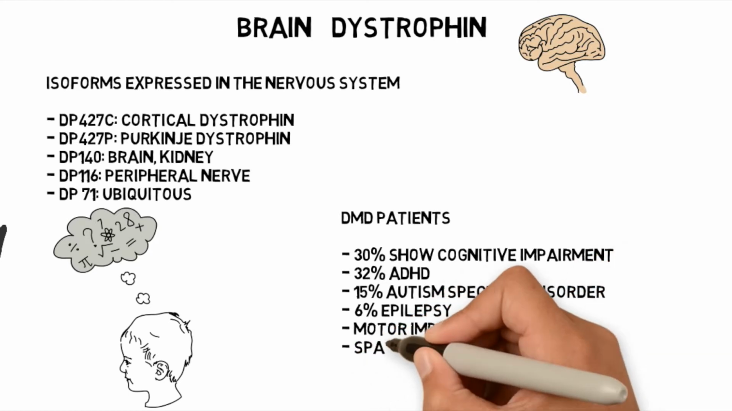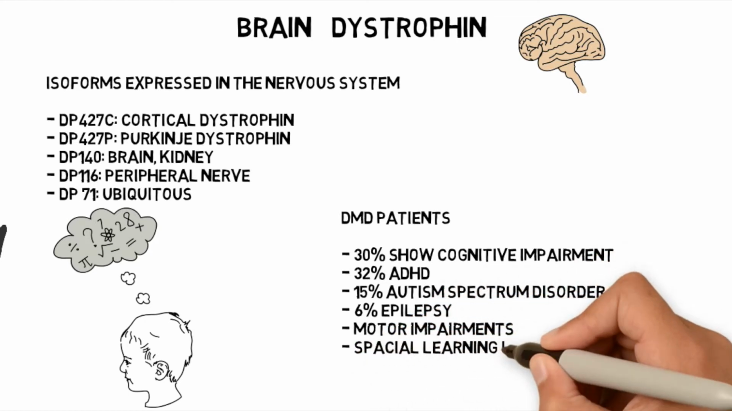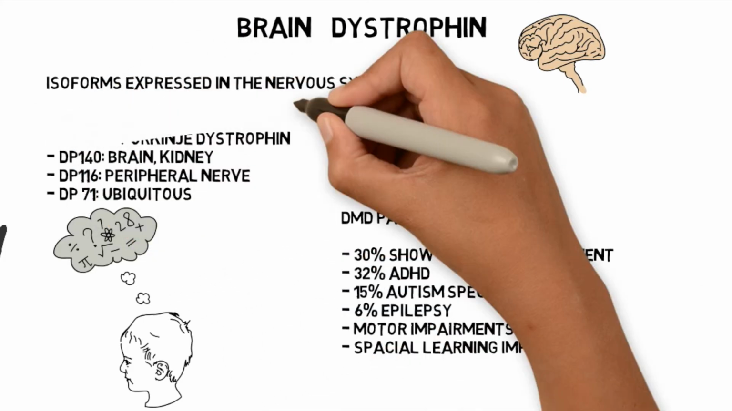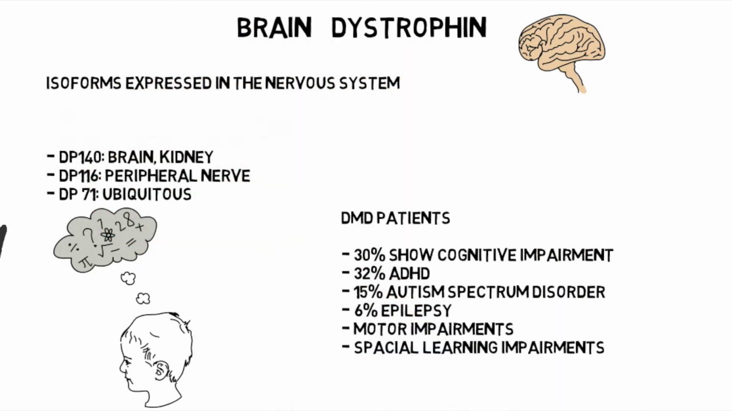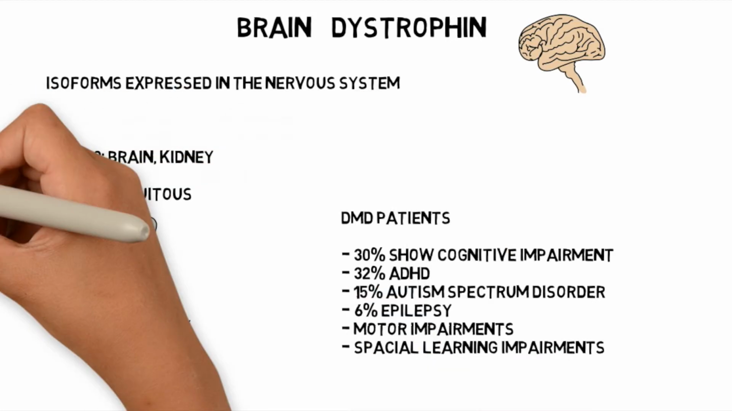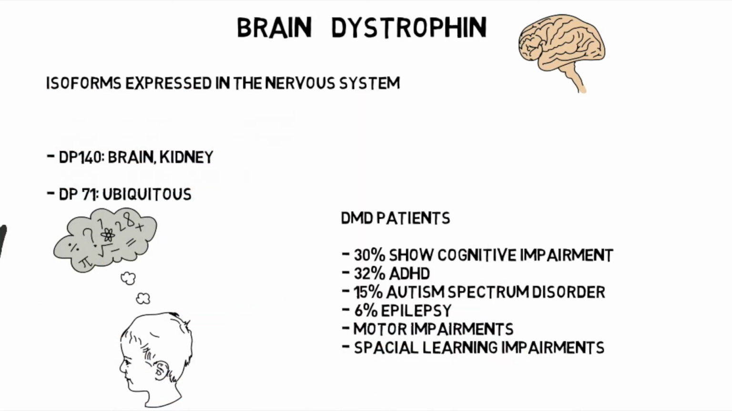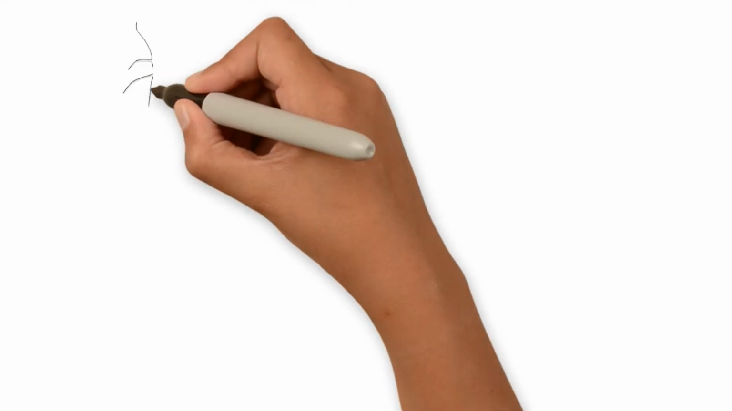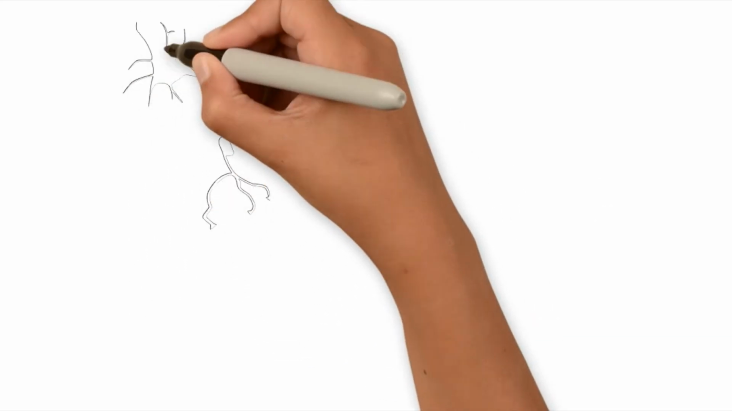Further research has shown that DMD patients have motor and spatial learning impairments. In particular, DMD patients with mutations in DP140 and DP71 have these deficits compared to patients with mutations closer to the N-terminus. Lots of research has asked why this is the case. The answer seems to lie in the dystrophin isoforms' role in synaptic transmission.